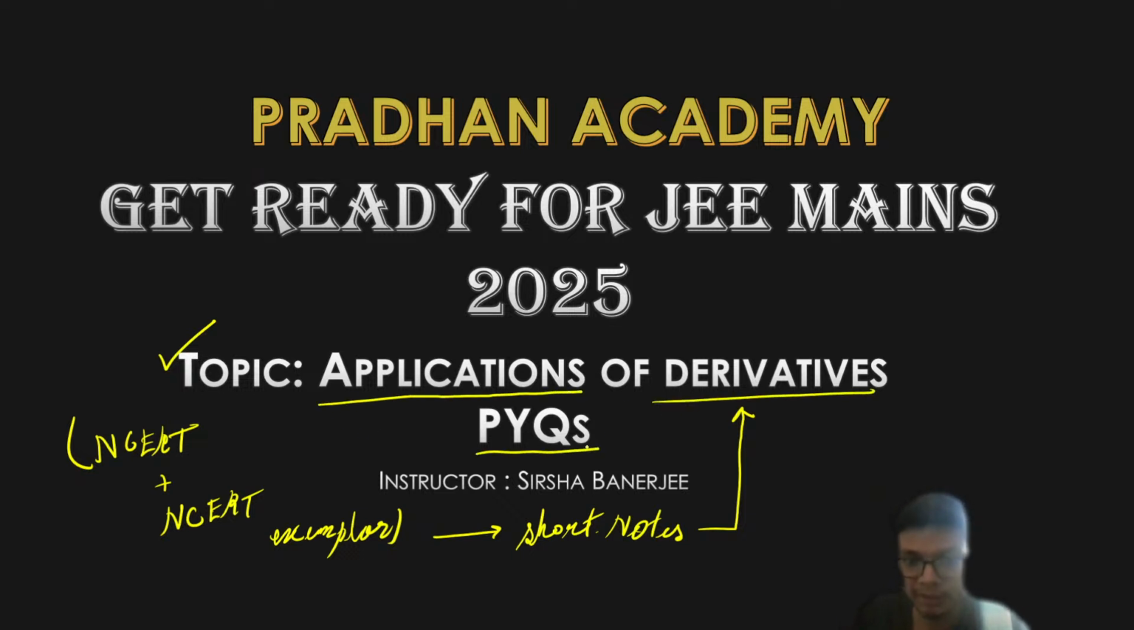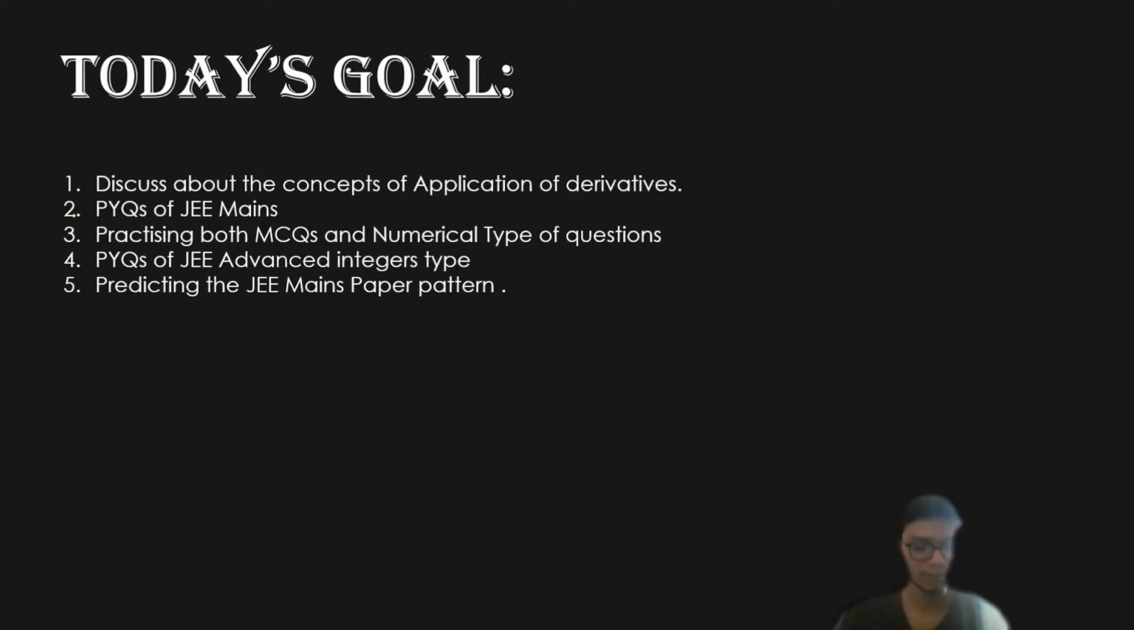Today is our time to discuss the application of derivative, and in today's session we are going to discuss the top important questions that can be possible from the application of derivative part. Our goal is to discuss the applications of derivative part. We are also going to solve the previous year questions of JEE Mains. We are going to practice both numerical and MCQ type questions. We are also going to discuss the types of questions asked in the JEE Advanced paper, and we are also going to predict the outcome of the paper.